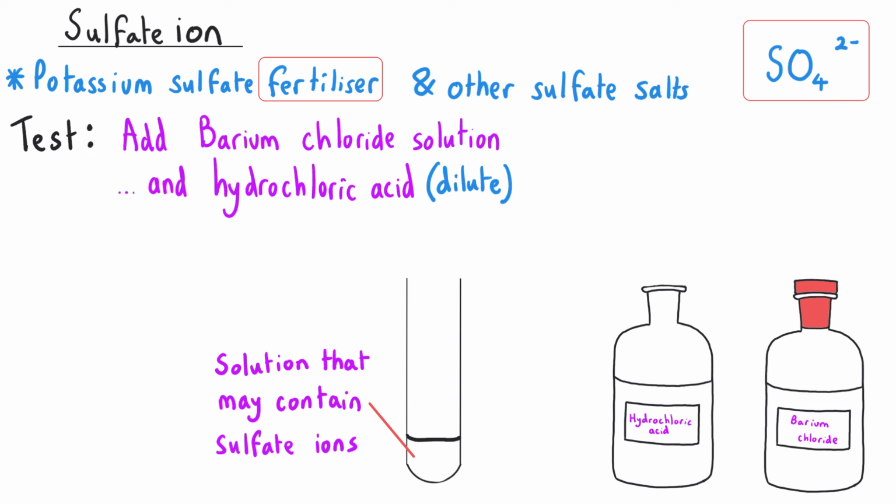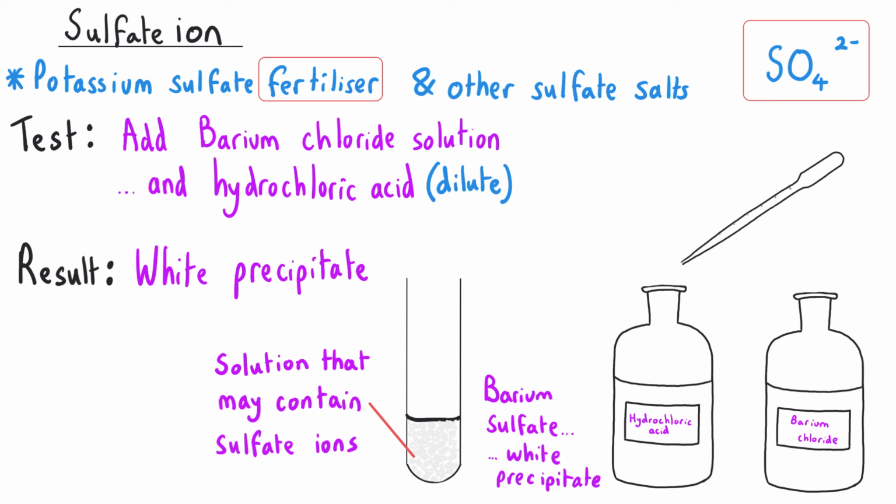Using a pipette, we'd take a small amount of hydrochloric acid and add that to our solution, and then we'd add our barium chloride solution to the same test tube. If we have the sulfate ion present, we would see the positive result of a white precipitate forming. That white precipitate is in fact the compound barium sulfate, which is insoluble in water, which is why we see it as a solid precipitate.